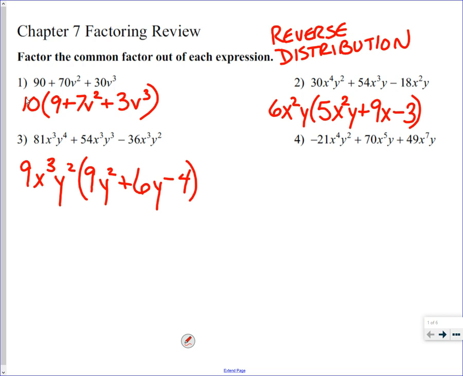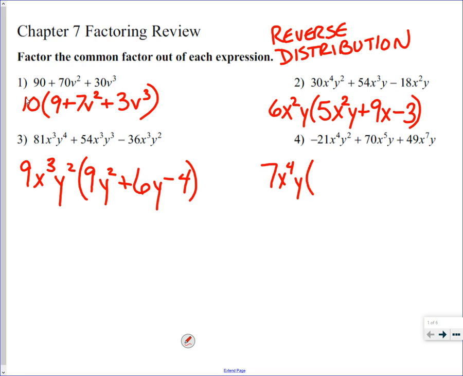Number 4, all of the coefficients, all the numbers are divisible by 7. And all of the parts, all of the terms have some x's. X to the 4th is the smallest exponent on there, so we're going to go with that. And then we do have just some regular y's. We can't go more than just a regular y on that one.